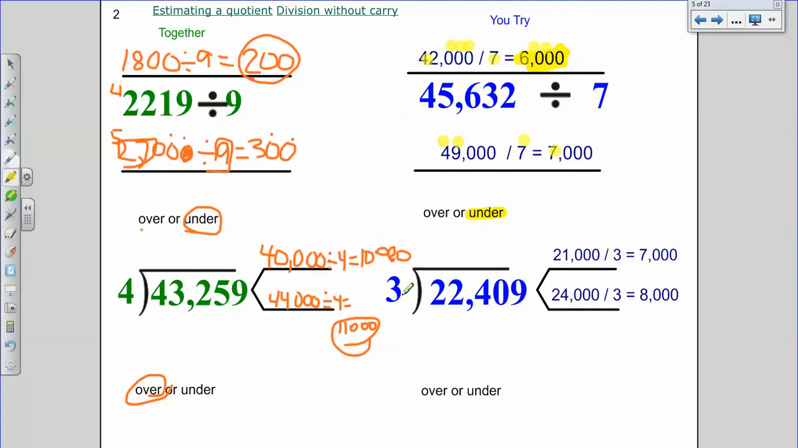All right. My last one, my multiples of 3, that's going to be 21 divided by 3 is 7. And 24 is going to be my next multiple. When I divide it by 3, I get 8. So 22,400 is going to be closer to 21,000. So again, the underestimate at 7,000 is going to be a closer estimate.